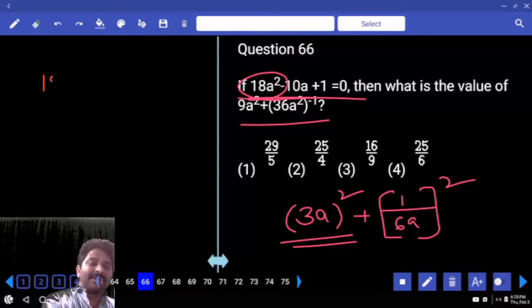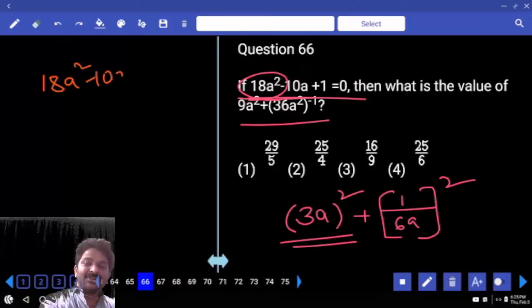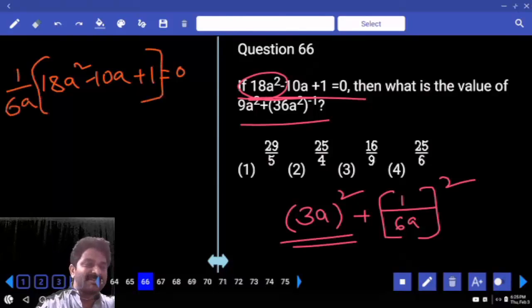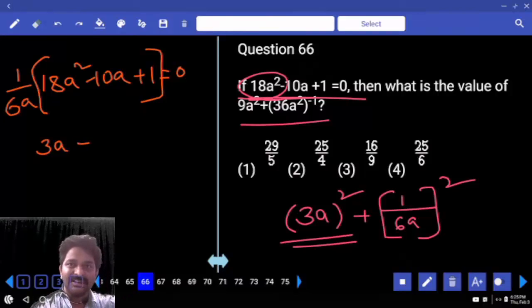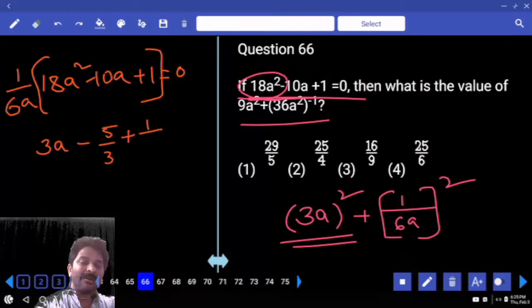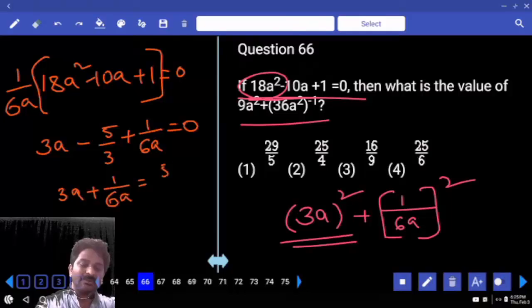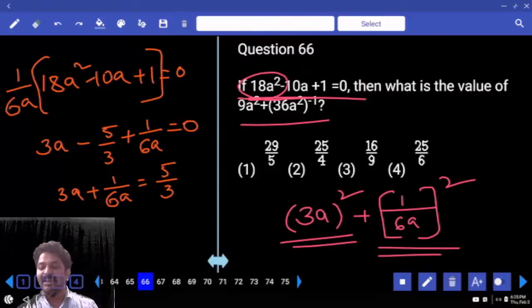So if you divide the entire equation with 6A, the right hand side value will not change, right? Because already we have 0 over there. Okay now, how much do you get? 3A minus 10A by 6A. A gets cancelled. 10 by 6, 5 by 3. Plus 1 by 6A is equal to minus 5 by 3 goes to the other side. 3A plus 1 by 6A is equal to 5 by 3. We need the square, right?